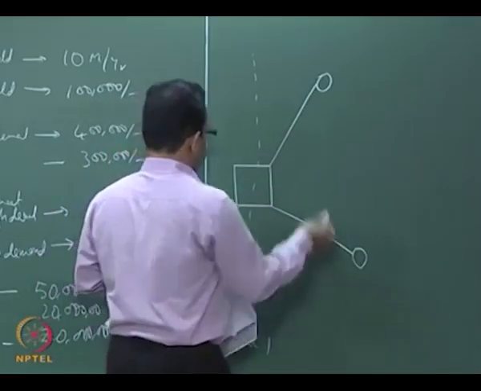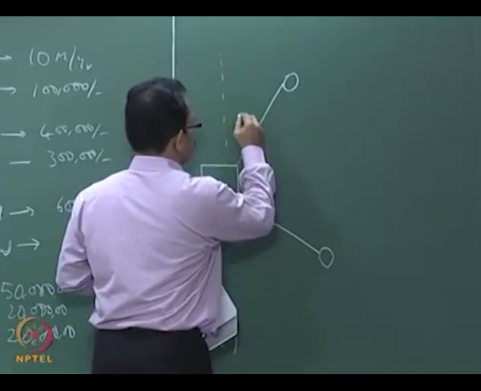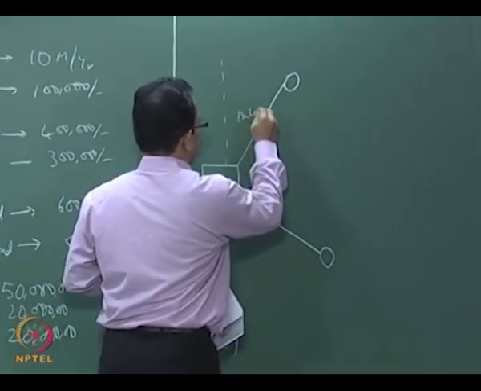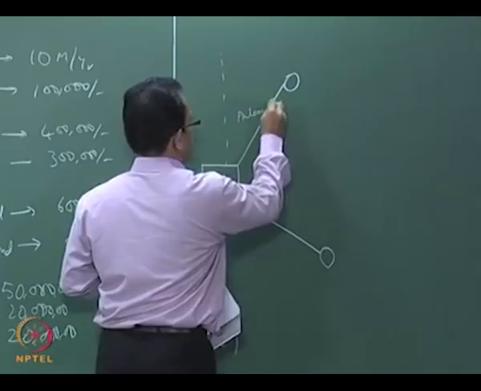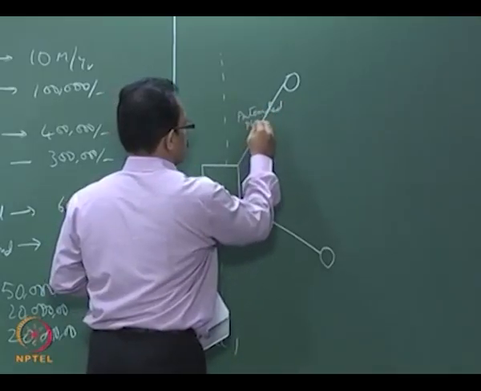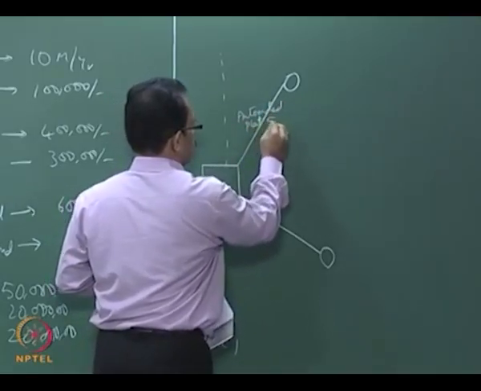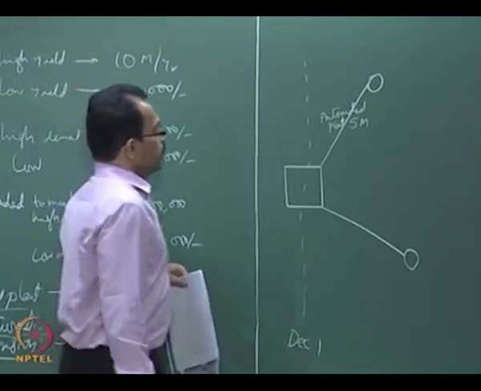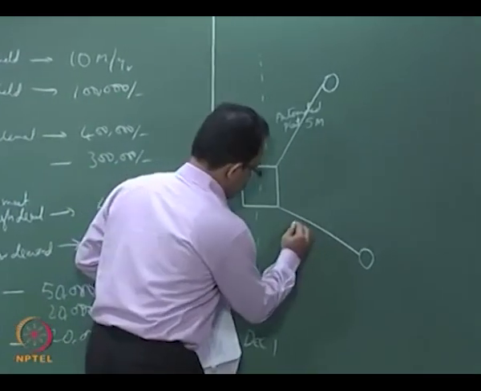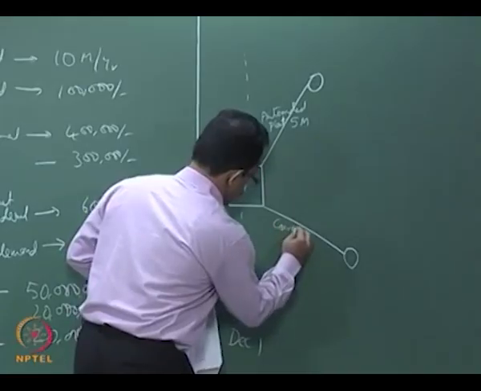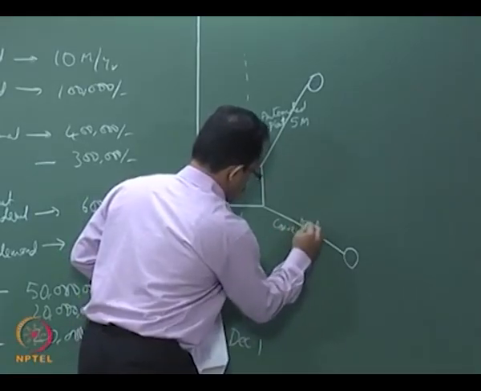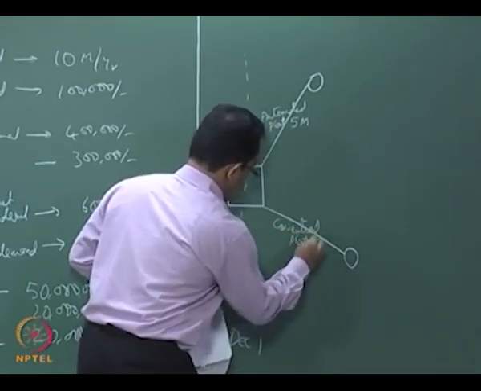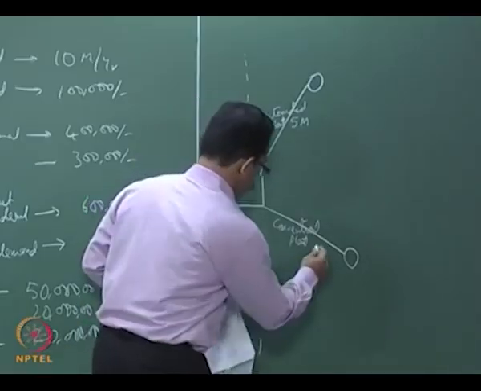So this is the automated plant. Building an automated plant is one option, with an investment of 5 million, and then you have the conventional plant with an investment of 2 million.